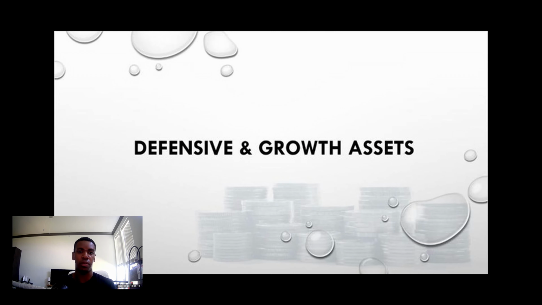Selecting the right combination of asset classes is an important part of any investment portfolio and is often overlooked by investors during the portfolio construction process, right? So there are two types of asset classes. There's your defensive asset classes and growth asset classes, with each having unique characteristics that determine the amount of risk and reward they can provide an investor.